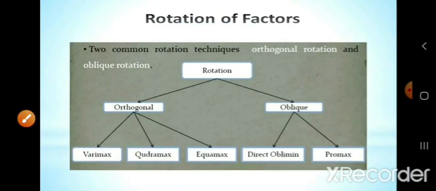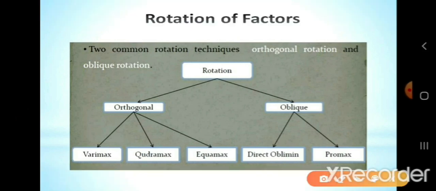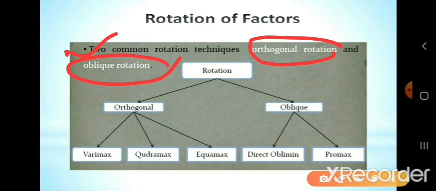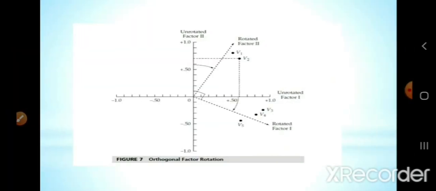Next, the very important term is rotation of factor. We have already discussed that the rotation of factor is basically done to simplify the factor structure, and we want to achieve a simpler and more meaningful factor solution. There are two common factor rotation techniques, orthogonal rotation and oblique rotation, which are further classified into categories. So we will understand these rotation techniques.